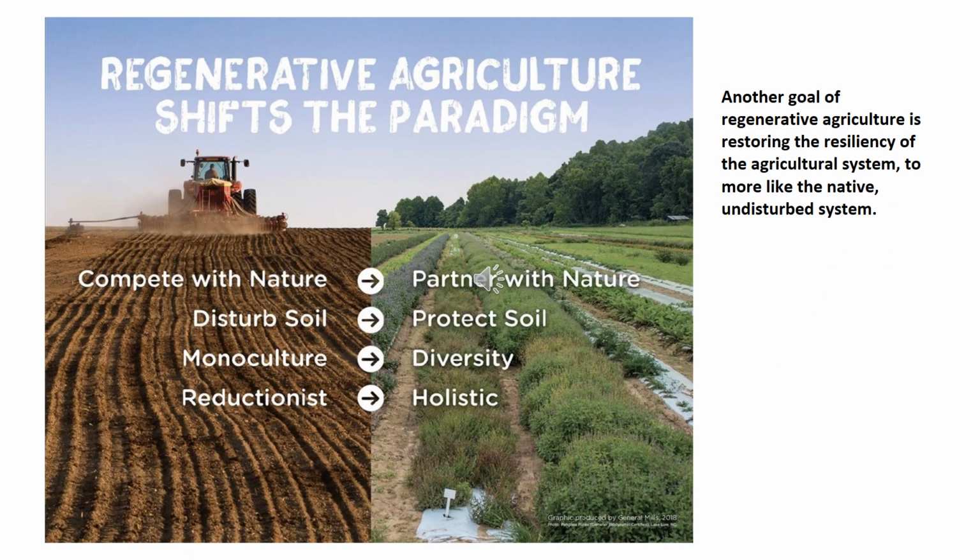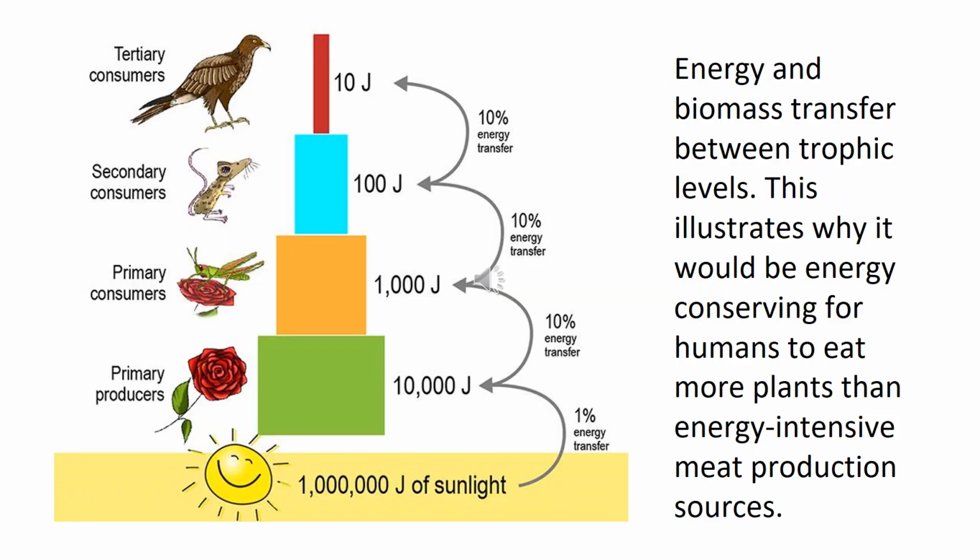Regenerative agriculture also shifts the paradigm from the industrial agricultural system, which competes with nature, disturbs the soil, has monocultures, keeps thinking of everything as in compartments and reducing it down to small components, as opposed to regenerative agriculture or sustainable agriculture, which thinks in systems, thinks holistically, and focuses on the diversity of species, as many as we can put into the agroecosystem, and it protects and builds the soils, and we're collaborating with natural systems and processes rather than working against them.